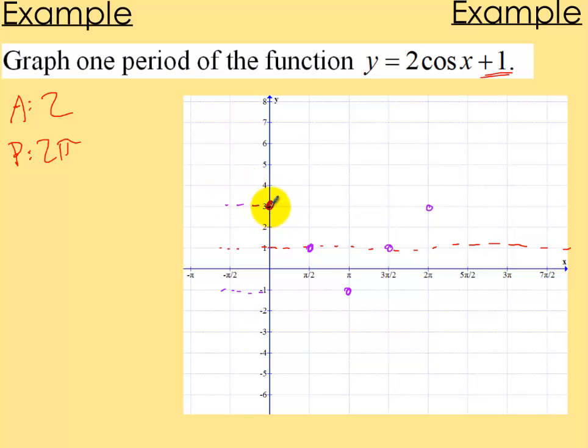So you don't always need to do the table if you get comfortable with this kind of stuff. So I'm going to roughly do this. Oh, that did not look right at all. That's pretty bad, so I want to do it again. That's better. So there's a graph of that. And we're done.